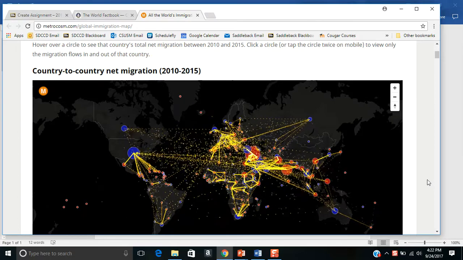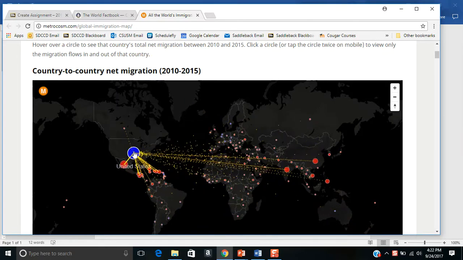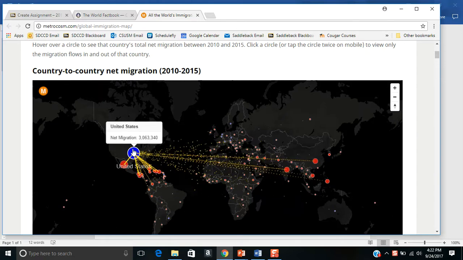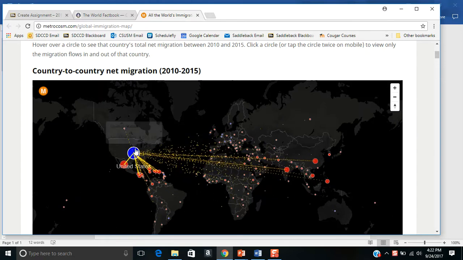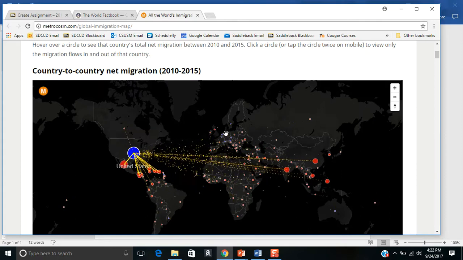You're not allowed to do the United States for this assignment. But if I click on the United States, now I can just see the US. And about 3 million people have come into the United States from a variety of countries between 2010 and 2015. And we can also see there's a couple of countries outside of this.